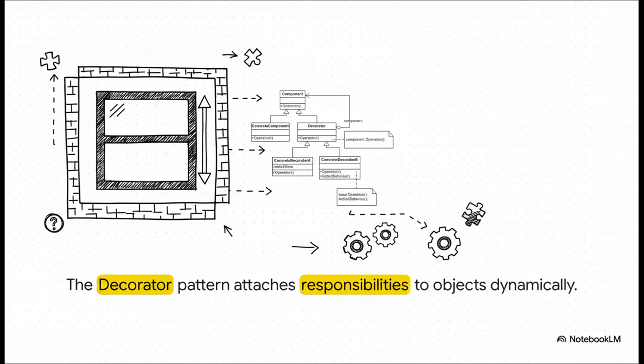But check this out. The Decorator pattern offers a much smarter way. Instead of creating tons of new classes, you just take your original window object and you wrap it with new functionality. Want a border? Wrap it in a border decorator. Want a scroll bar too? Just wrap it again. You can stack them on the fly, giving you endless combinations without that class explosion. It's so much more flexible.